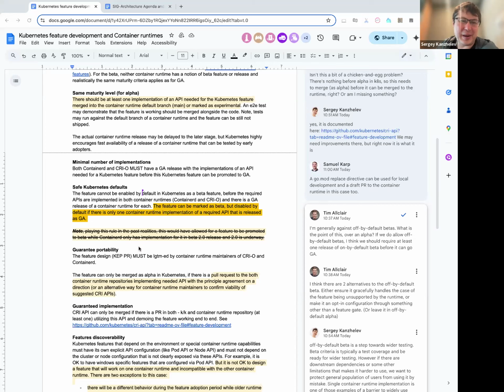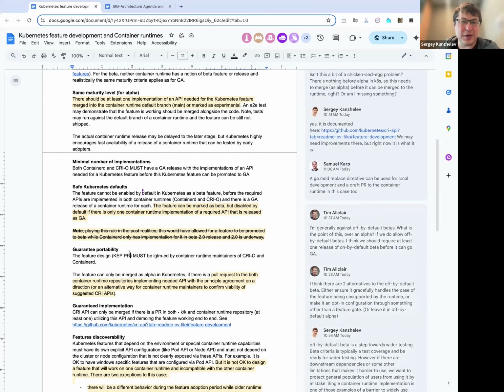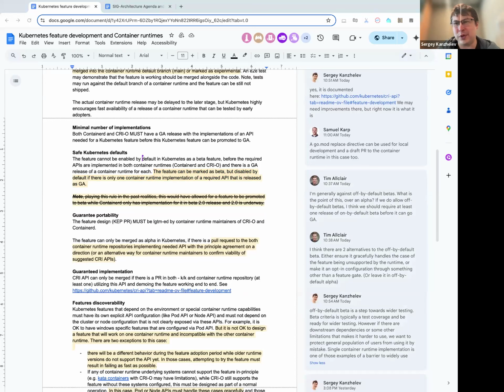Okay, I'm moving on. So on guarantee portability, this is the item that Mrunal was bringing before. Tim, you still have a hand. If you can lower it, it will be easier for me to understand if you have a question. So guarantee portability: we want to make sure that every feature we develop in Kubernetes is implementable on both container runtimes. That's why we're trying to come up with some language, and maybe it will be very specific to container runtimes. There is a long conversation here in the comments.